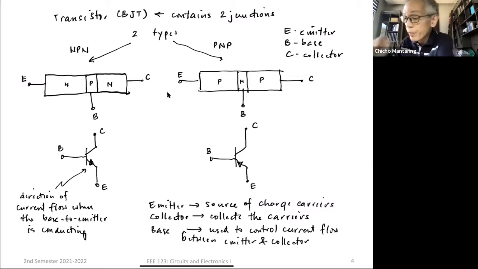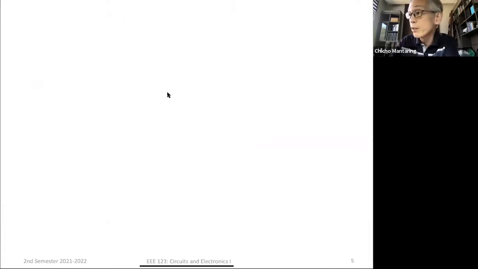Okay, in EEE 123, we're going to focus on the NPN transistor. We're going to use the NPN transistor to illustrate BJT concepts. So most of the examples and most of the problems that you're going to encounter in this particular course would be using NPN transistors. But you should also be familiar with PNP transistors, and eventually in 131, you're going to be using both, because there are circuits that require both NPN and PNP transistors.